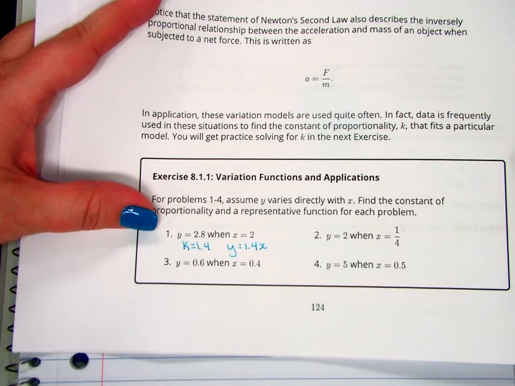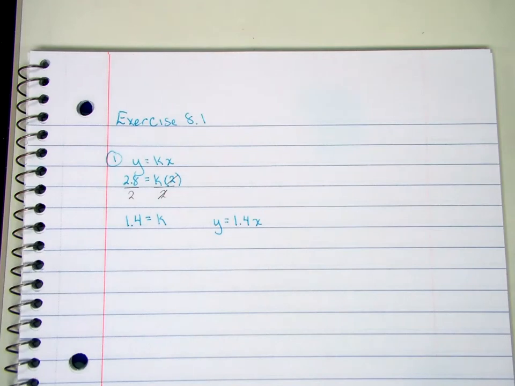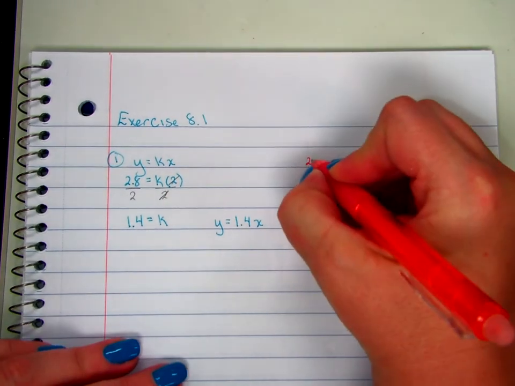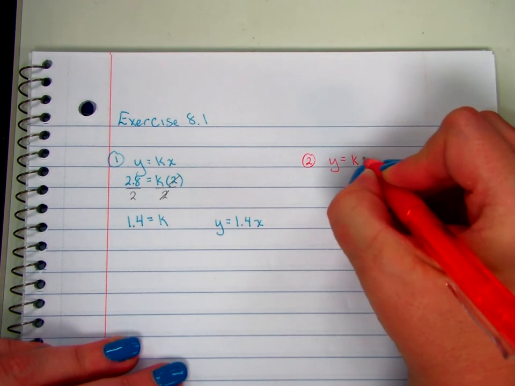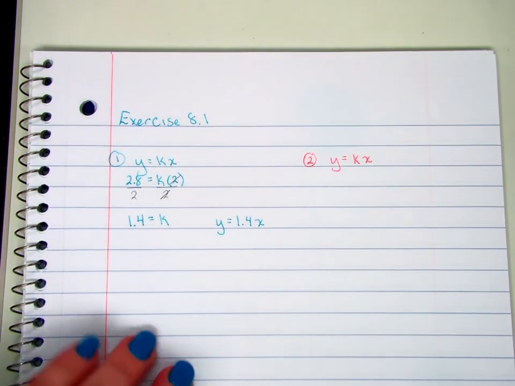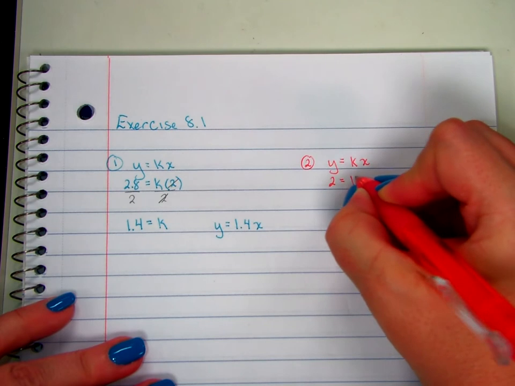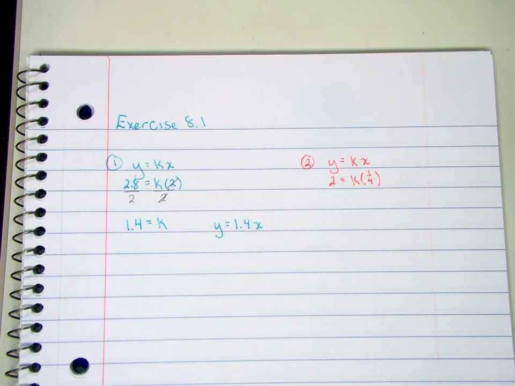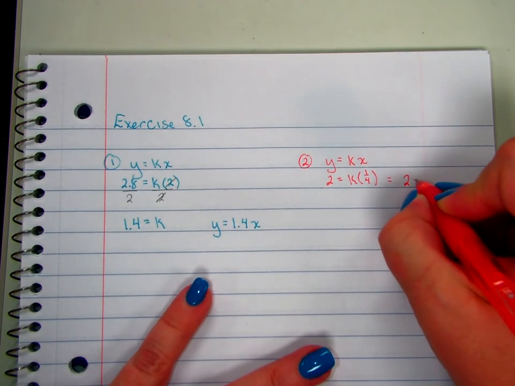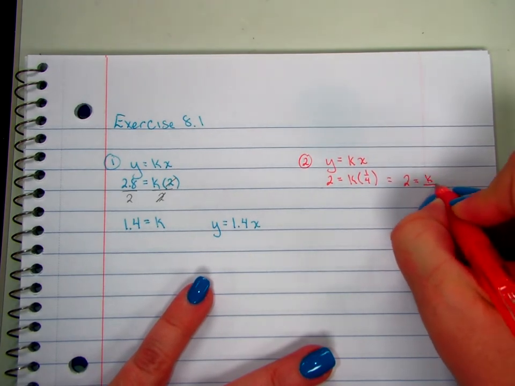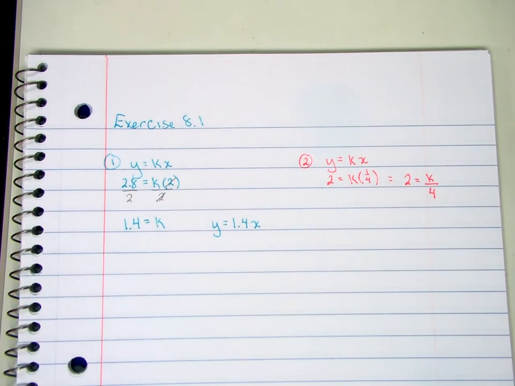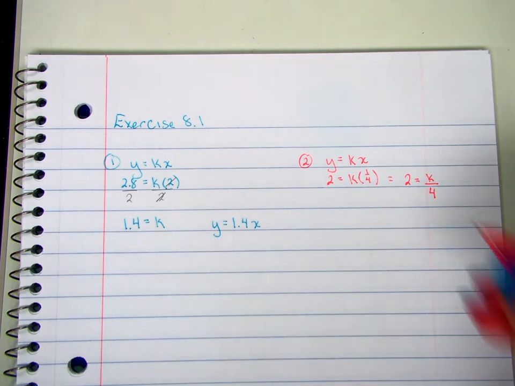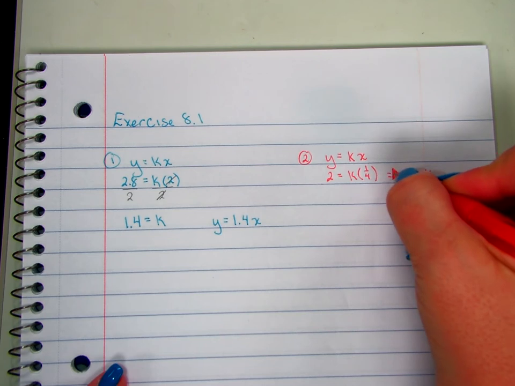Y equals 1/2 when x equals 1/4. Okay, so number 2, y equals kx. Y equals 2 when x equals 1/4. Now, when you multiply something by 1/4, that can be rewritten as 2 equals k over 4. Do you agree? K times 1/4 is k divided by 4. That's going to help us solve this a little bit easier, especially without a calculator.